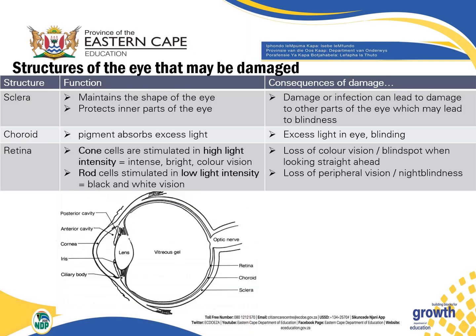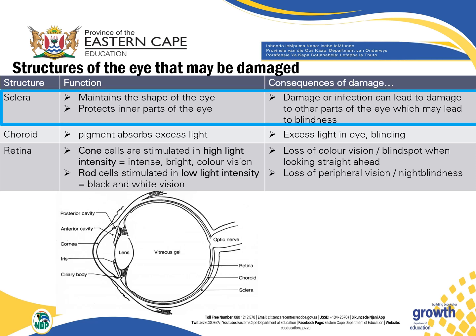Let's start off by looking at the structure and functioning of the three layers of the eye. The outer part of the eye is the sclera. The sclera is the white layer on the outside that helps to maintain the shape of the eye while protecting the inner parts of the eye. Now, if your sclera is damaged, or becomes infected, it can lead to damage or infection of other parts of the eye, and this could lead to blindness.